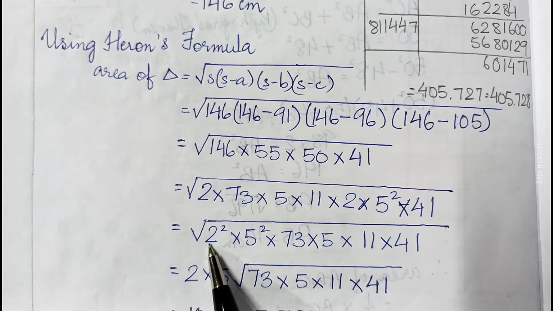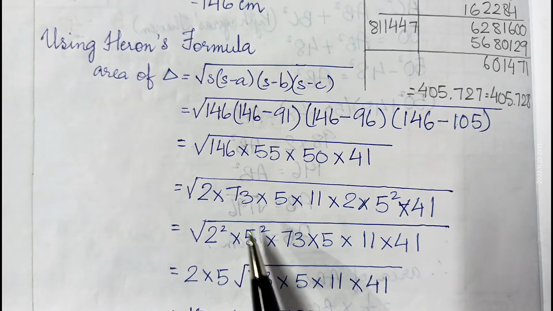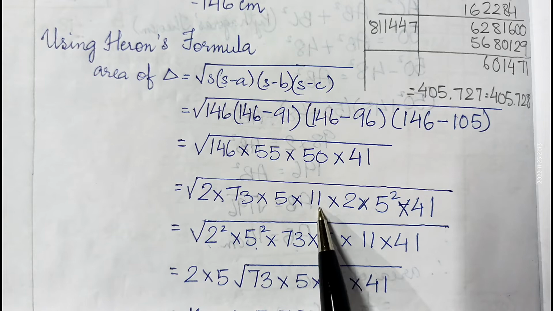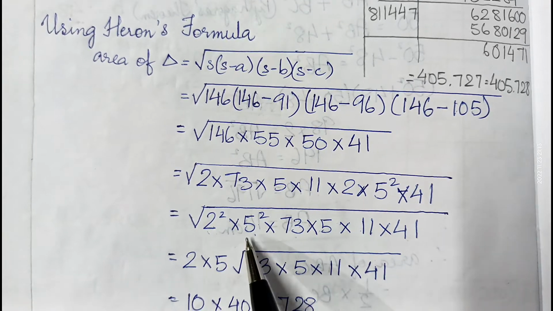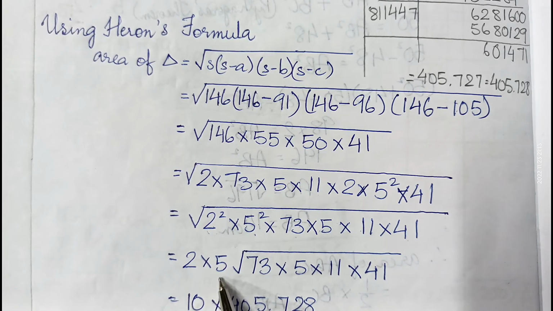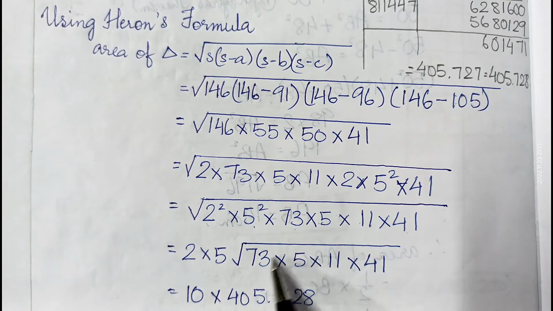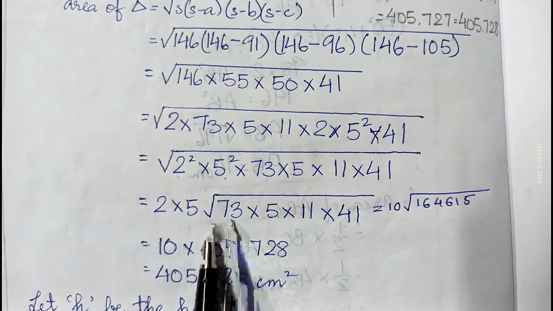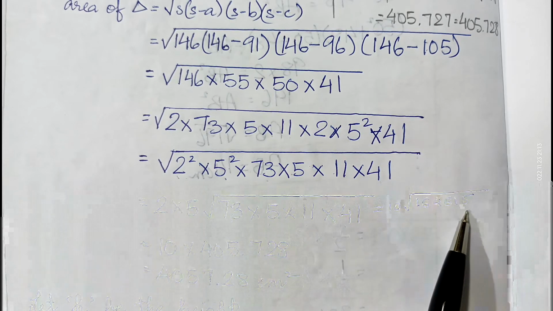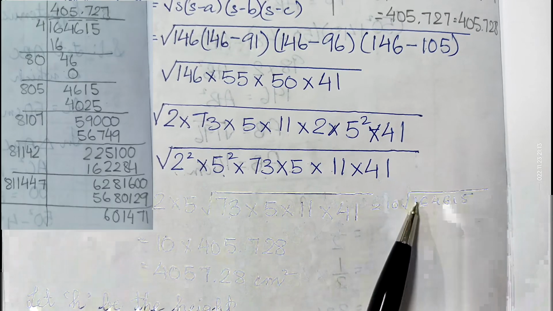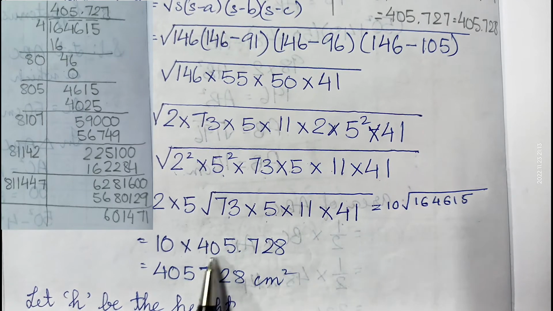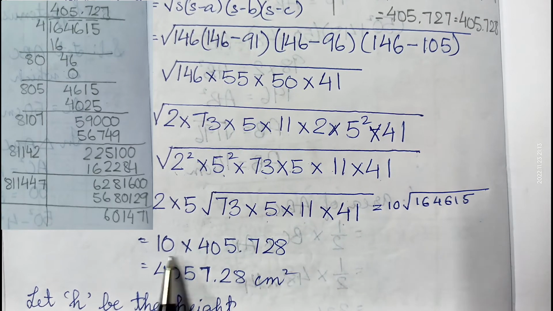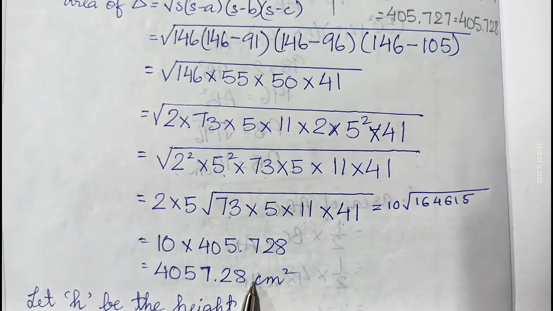2 into 2, 2 square, this 5 square we can write, and we are left with 73 into 5 into 11 into 41. This 2 and 5 can be written outside the square root, so it will be 2 into 5 root over 73 into 5 into 11 into 41. Now 5 2s are 10, root over 73 into 5 into 11 into 41, it will give 164615. Now in the screen you can see the square root of this value, and after taking square root it will give 405.728. After multiplying we got 4057.28 centimeter square, which is the area of the triangle.